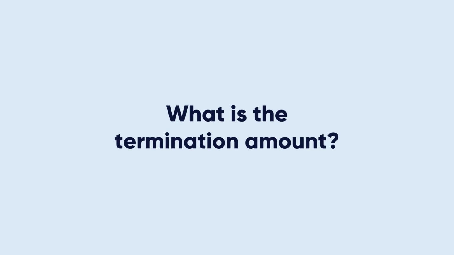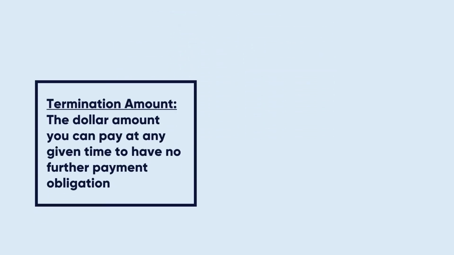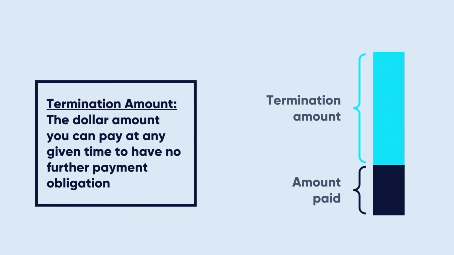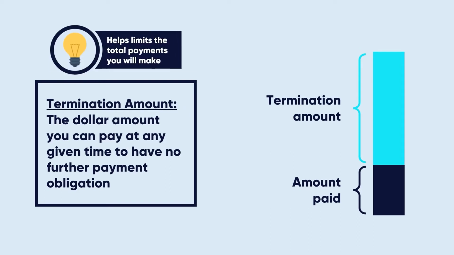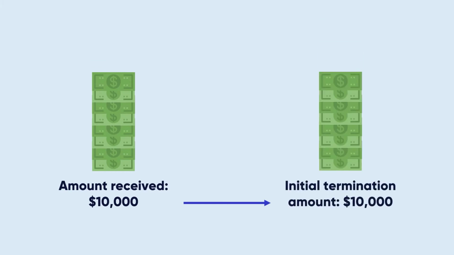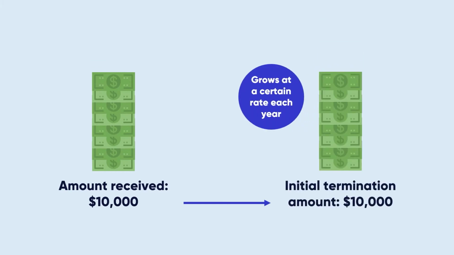Put simply, the termination amount is the dollar amount that you can pay at any given time if you want to have no further payment obligation. Student Freedom Initiative uses the termination amount to impose a limit on the total payments you will make under a Student Freedom Agreement. Initially, the termination amount starts at the funding amount received and grows at a certain rate each year. As you make payments, the termination amount is reduced by the amount of your payments.